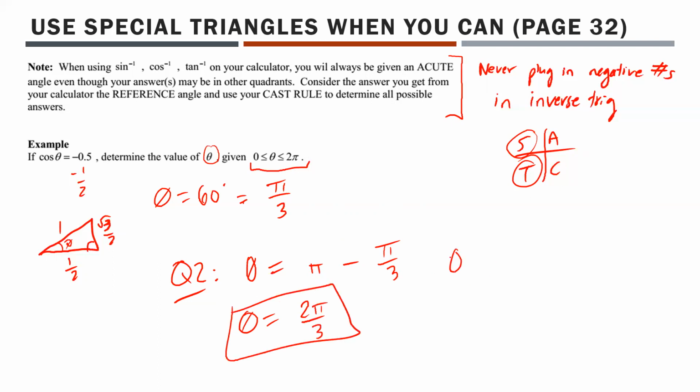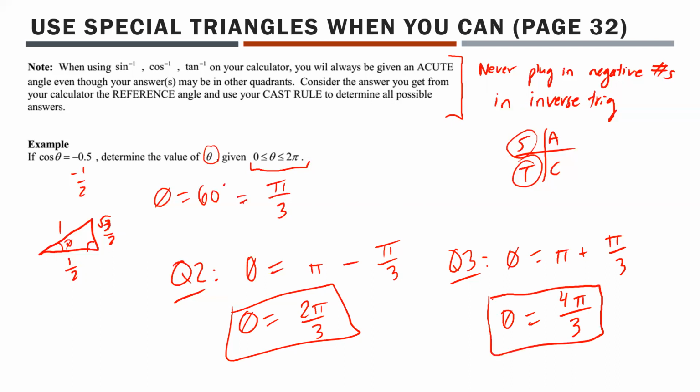But we could also be in quadrant 3. And in quadrant 3, you're going to want to go theta equals pi plus our reference angle. So plus pi/3. And that, of course, is going to give us 3 pi/3 plus 1 pi/3 is 4 pi/3.